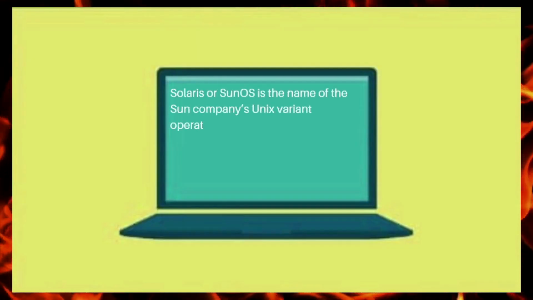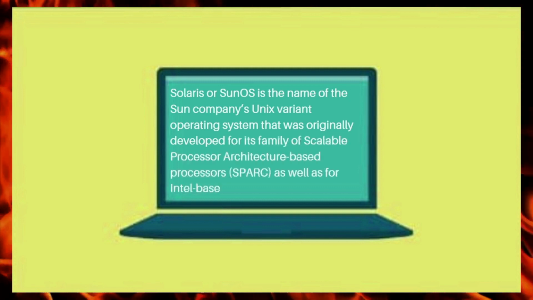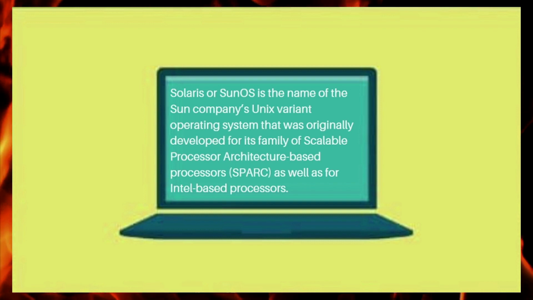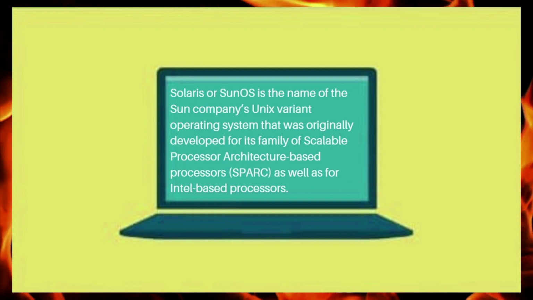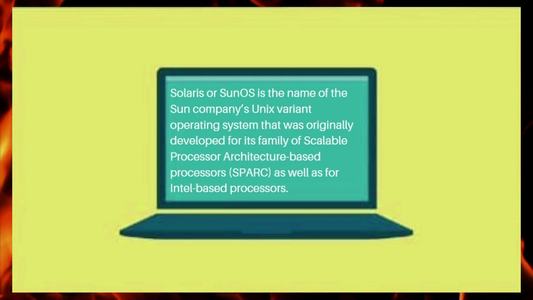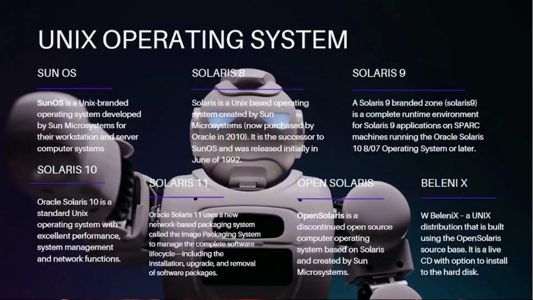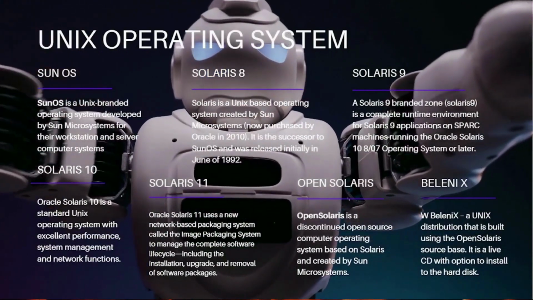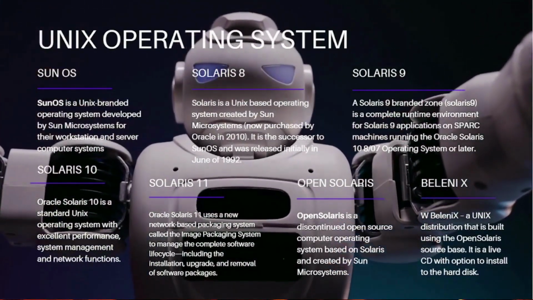Solaris or SunOS is the name of the Sun Company's Unix variant operating system that was originally developed for its family of Scalable Processor Architecture-based processors, SPARC, as well as for Intel-based processors. SunOS, Solaris 8, Solaris 9, Solaris 10, Solaris 11, OpenSolaris, Belenix.